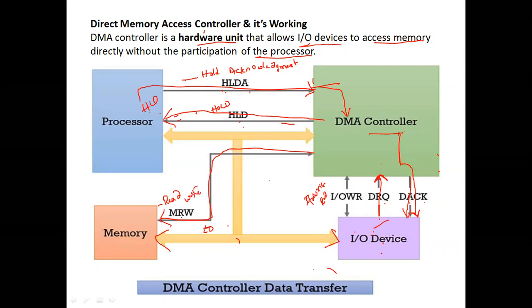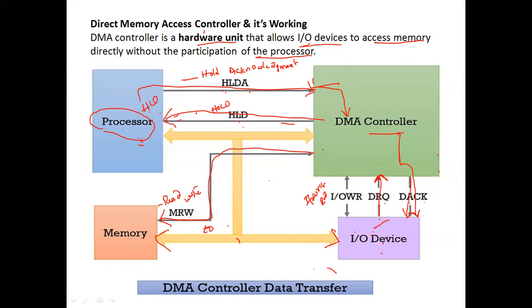Fine. When the data transfer is accomplished, the DMA raises an interrupt to let the processor know that the task has been completed. It gives an interrupt signal to the processor that my task has been completed. Now the processor is going to take control over the system bus and do its work again. So this is how the DMA controller works.